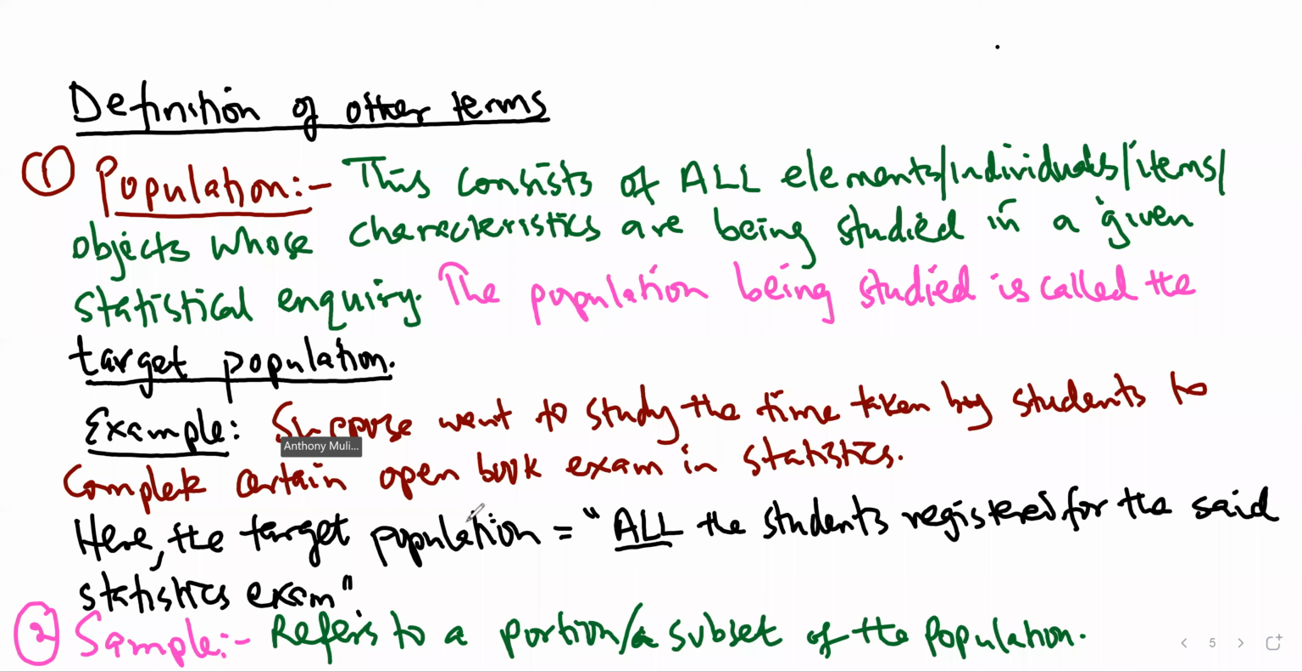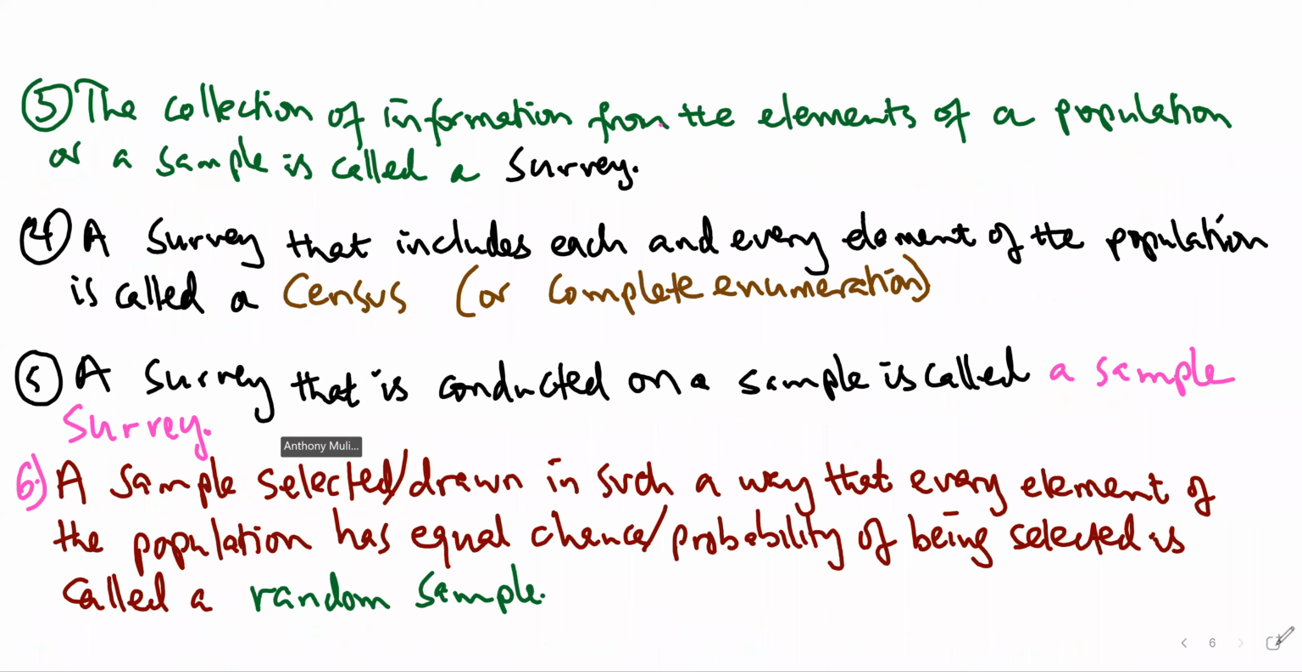As mentioned earlier, a sample is just a portion or a subset of the population. In most cases, we prefer a sample to be representative, or to have almost all the characteristics of the population. Now, other terminologies that we are going to define are terms like a survey, a census, and so on, where we say that the process of collecting information from either elements of a population or elements of a sample is called a survey.